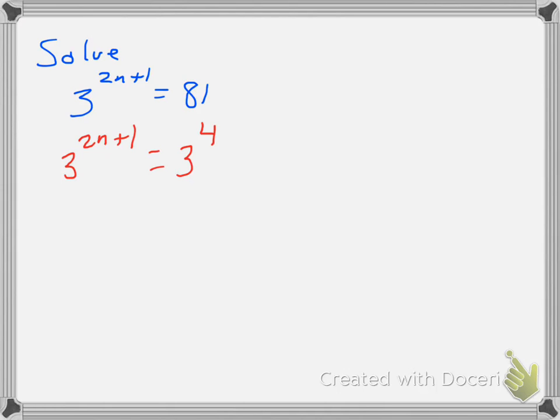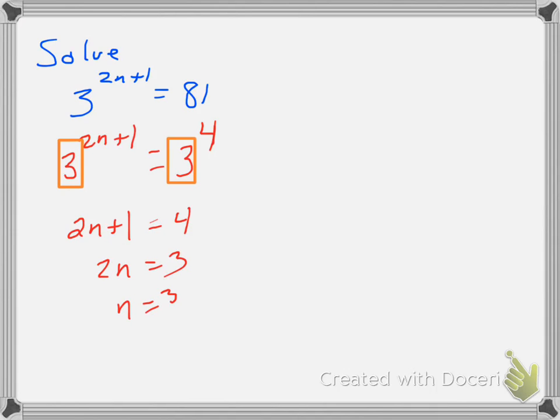Now, if it was an 80, that's a different story. That's a much more difficult problem. We can still solve it later on in the chapter, but today the problems are pretty simple. So now we have the same base, and now we're back to our simple problems of ignoring the bases. So we ignore the 3s, and we set 2n plus 1 equal to 4. Subtract the 1 and divide by 2. n is equal to 3/2.